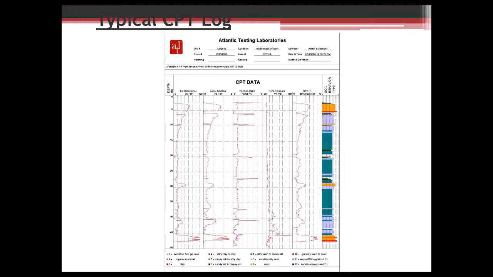And then the other column that I have on this particular graph is the SPT N value. And what that is, again, similar to the soil behavior type, it's a correlation from the soil parameters, the tip resistance, friction, and pore pressure. It gives you an idea of what the SPT N value should be for that if we were to do a conventional boring.